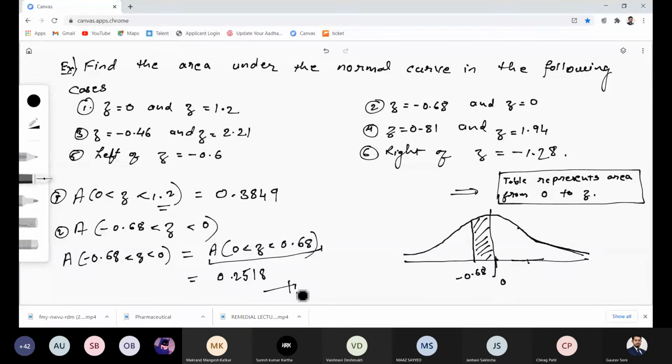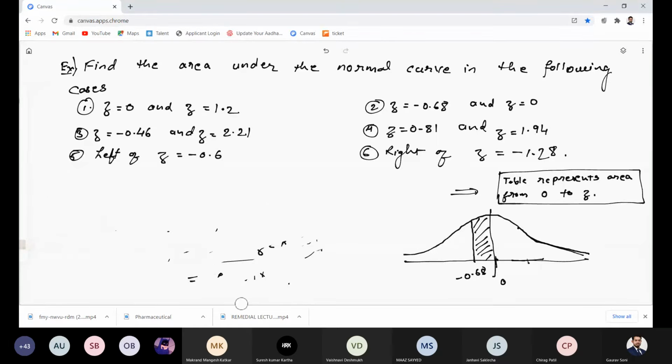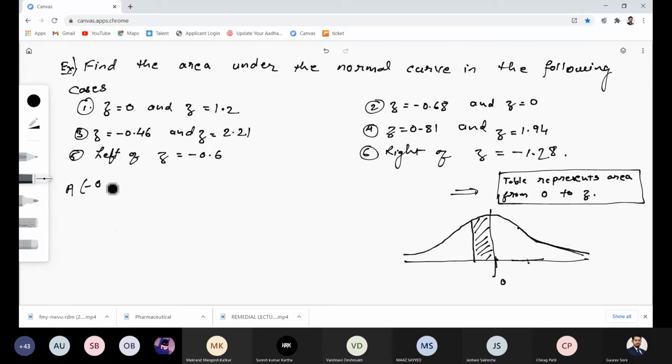Third. The third one is from minus 0.46 to plus 2.21. In every normal distribution example, first of all you draw the diagram. The diagram will play a major role in this case. So we have to find the area from minus 0.46 less than z less than 2.21. So this will be minus 0.46 and somewhere here will be 2.21.